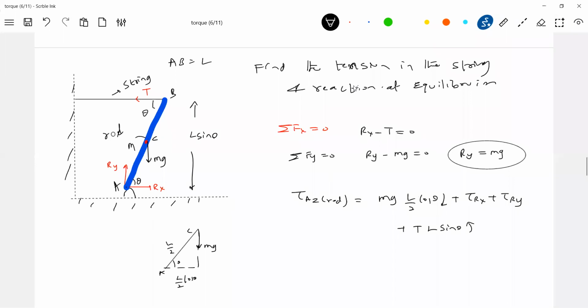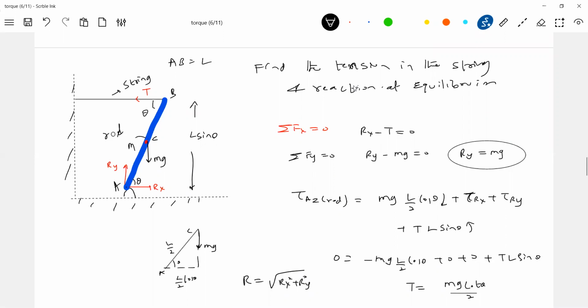So what is the state of the rod in equilibrium? Should be 0. So Mg L by 2 cos theta. This will be 0. Why are the torques due to Rx and Ry 0? Because they intersect the axis of rotation. Plus this is TL sine theta. So therefore the tension should be equal to Mg cot theta by 2. So now you got the tension, substitute here. So then you can calculate the total reaction, root of Rx square plus Ry square.